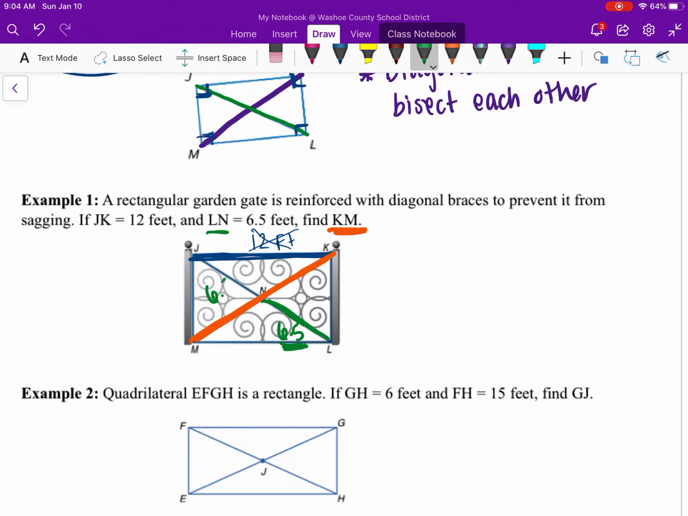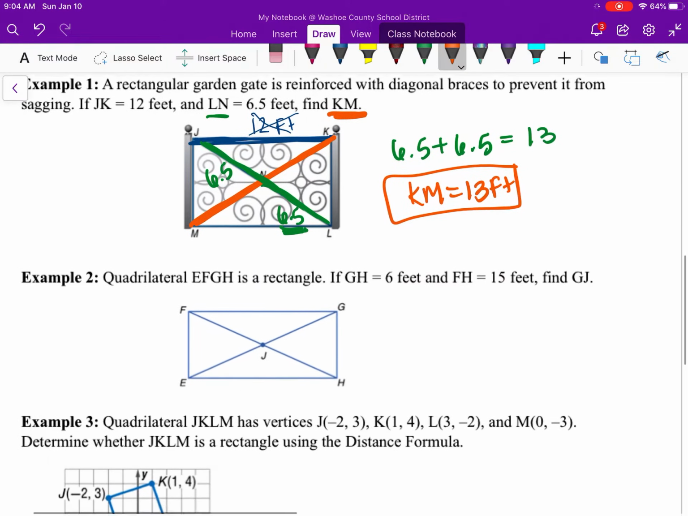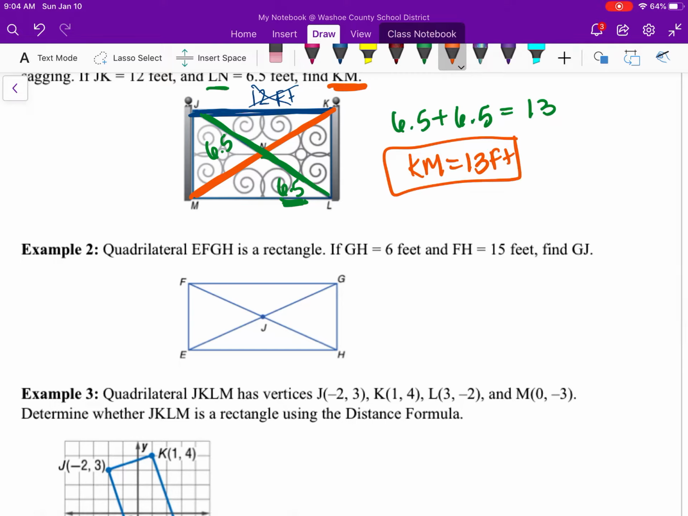So I do know that this green line is 6.5. And remember that diagonals bisect each other, which means the other half is also going to be 6.5. So 6.5 and 6.5 equal 13. Well, if this whole diagonal is 13, that means the orange diagonal is also 13. So KM is actually 13 as well. And we're talking about feet, so that would be my answer. Okay, so just a few properties to keep in mind as you're solving these rectangles.